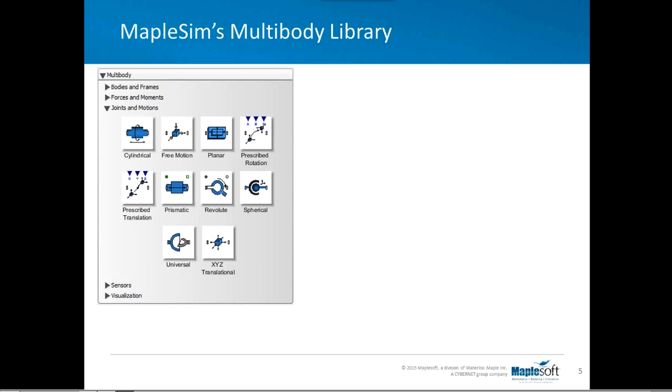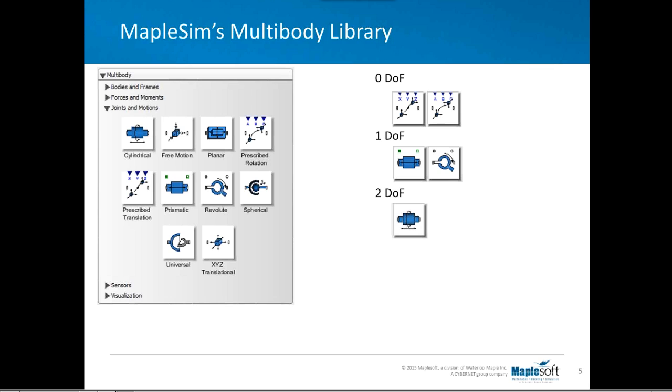There are a variety of different joints and motions in the library. We'll look at them. So we have two motion drivers, where you specify the relative displacement between two frames, either rotation or translation. These joints provide 0 degrees of freedom as the two frames are completely defined with respect to each other. Then we have 1 degree of freedom components, which are the prismatic and revolute joints. There are 2 degree of freedom joints in MapleSim. One is cylindrical, one is the universal joint.